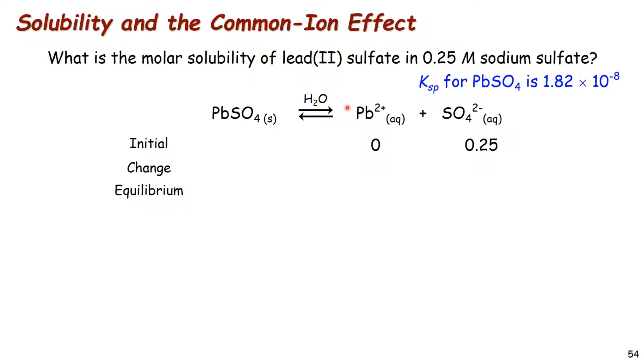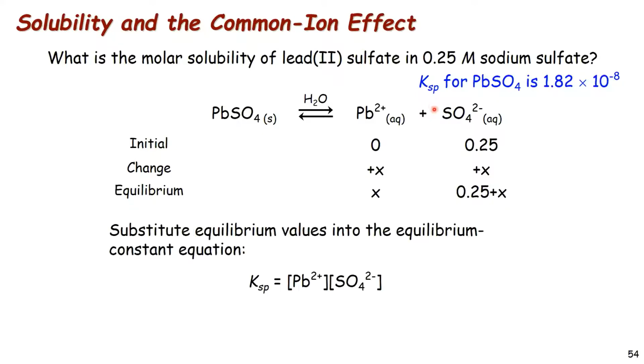Okay. Change, well, we're going to gain one. Again, we're always assuming it's going in that direction. So we're going to gain one lead and we're going to gain one sulfate. So plus X and plus X for both. Equilibrium, we're just going to add up our initial and change. Our KSP expression is just going to be the concentration of the lead raised to the first, the concentration of the sulfate raised to the first.